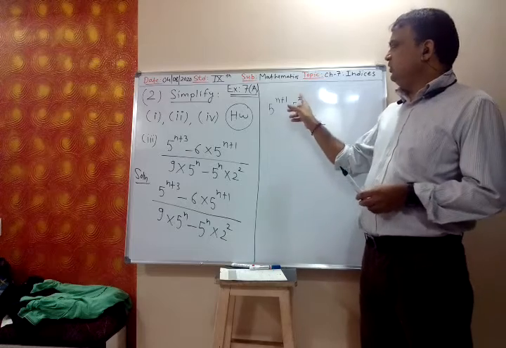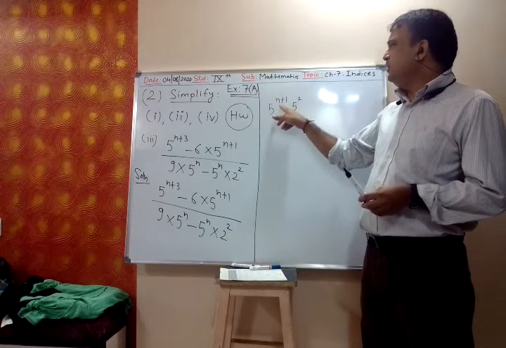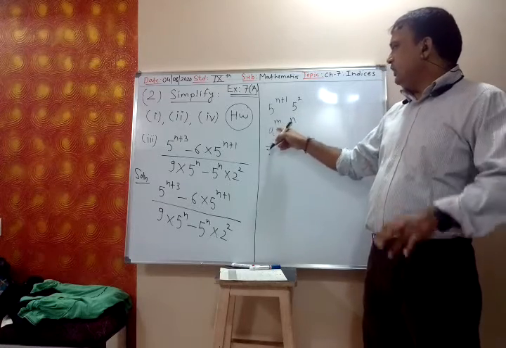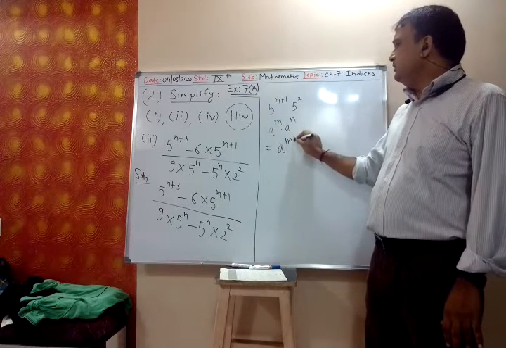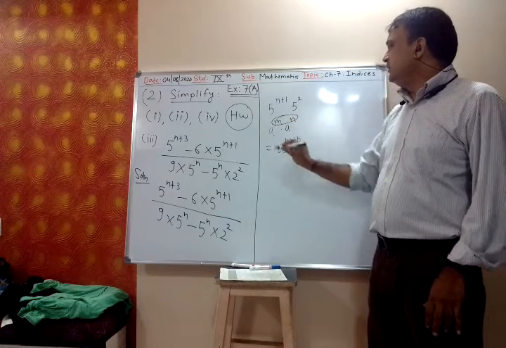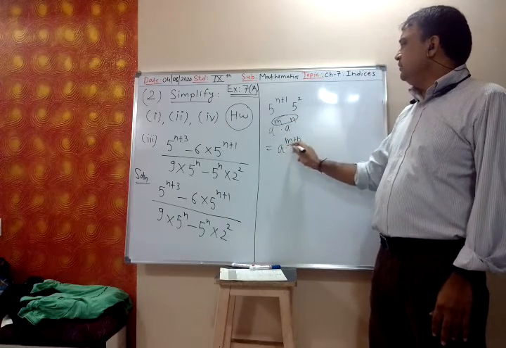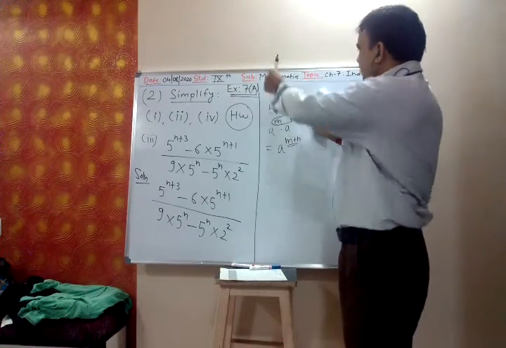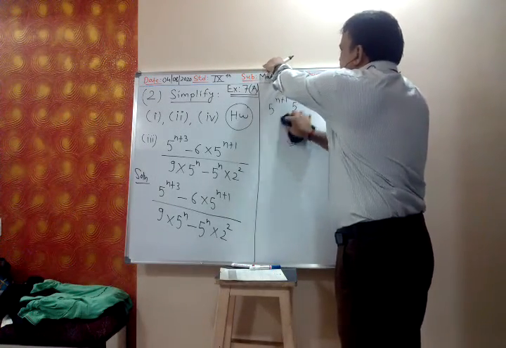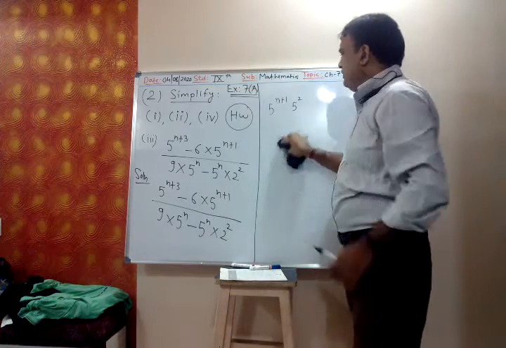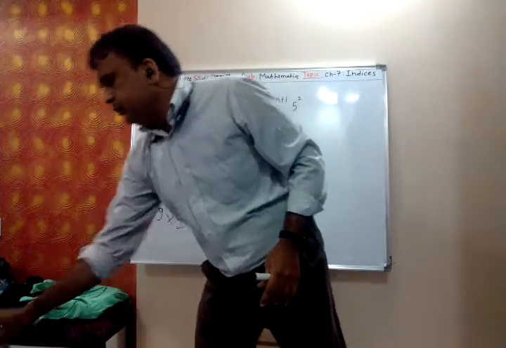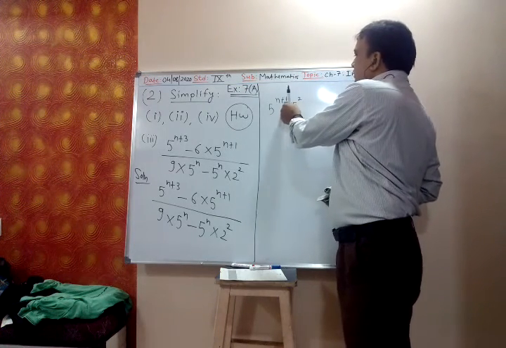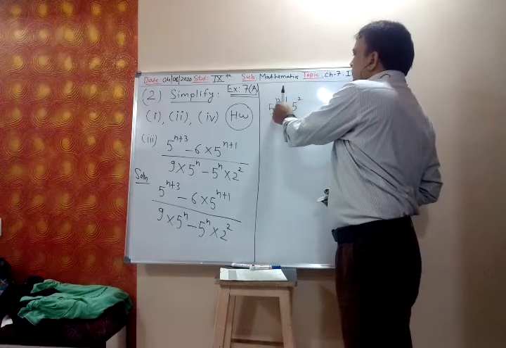Not 2n plus 2. A raised to m into a raised to n, I write a raised to m plus n. Power into power, add the power. So 2 will be added to n plus 1. I will add 2 to 1 because n plus 1 plus 2 will be n plus 3.